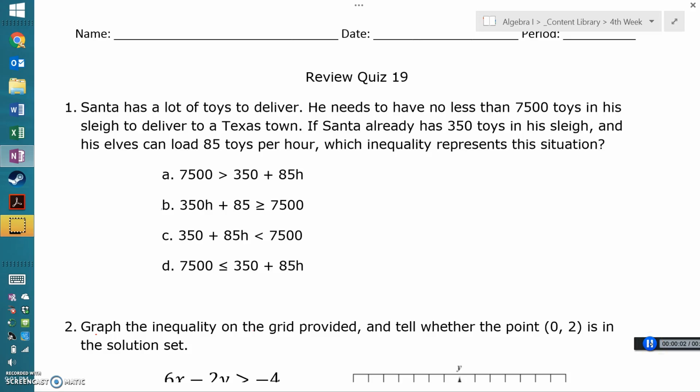Alright, I'm going to be going through the review that I gave you guys in class today. This is for the test that you're going to be taking tomorrow in class. So let's go ahead and get started.